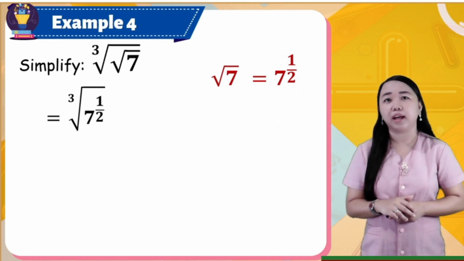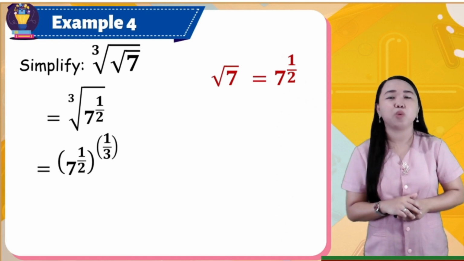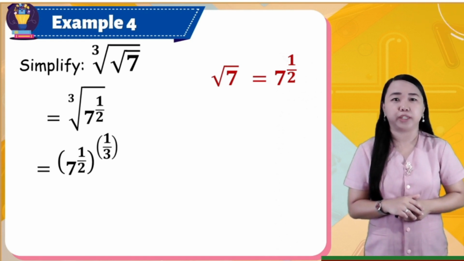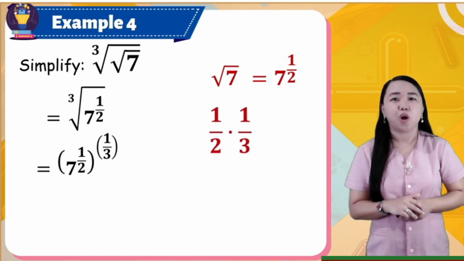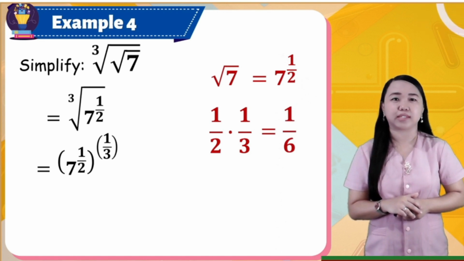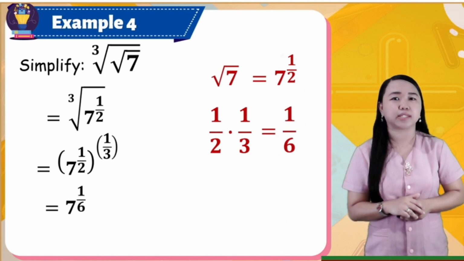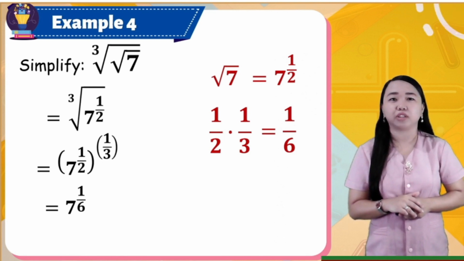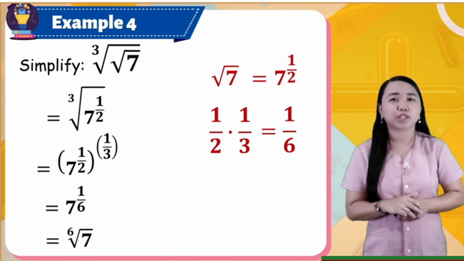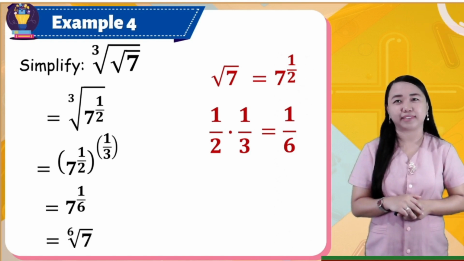Expressing this radical in exponential form, it becomes 7 raised to 1/2 raised to 1/3. Applying the power of a power law of exponent, 1/2 times 1/3 is 1 over 6. Then we have 7 raised to 1 over 6. The exponent is in simplest form. Rewriting it back to radical, it becomes 6th root of 7. And that is the simplified form.